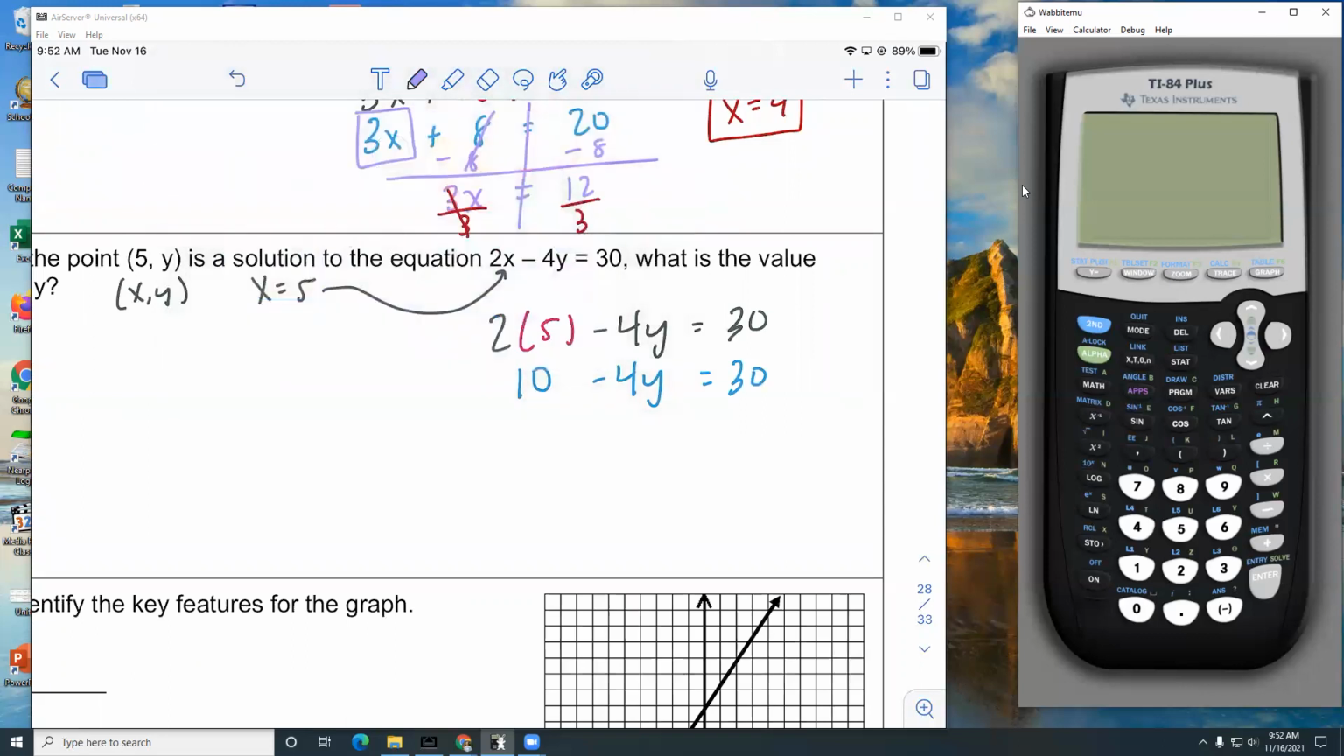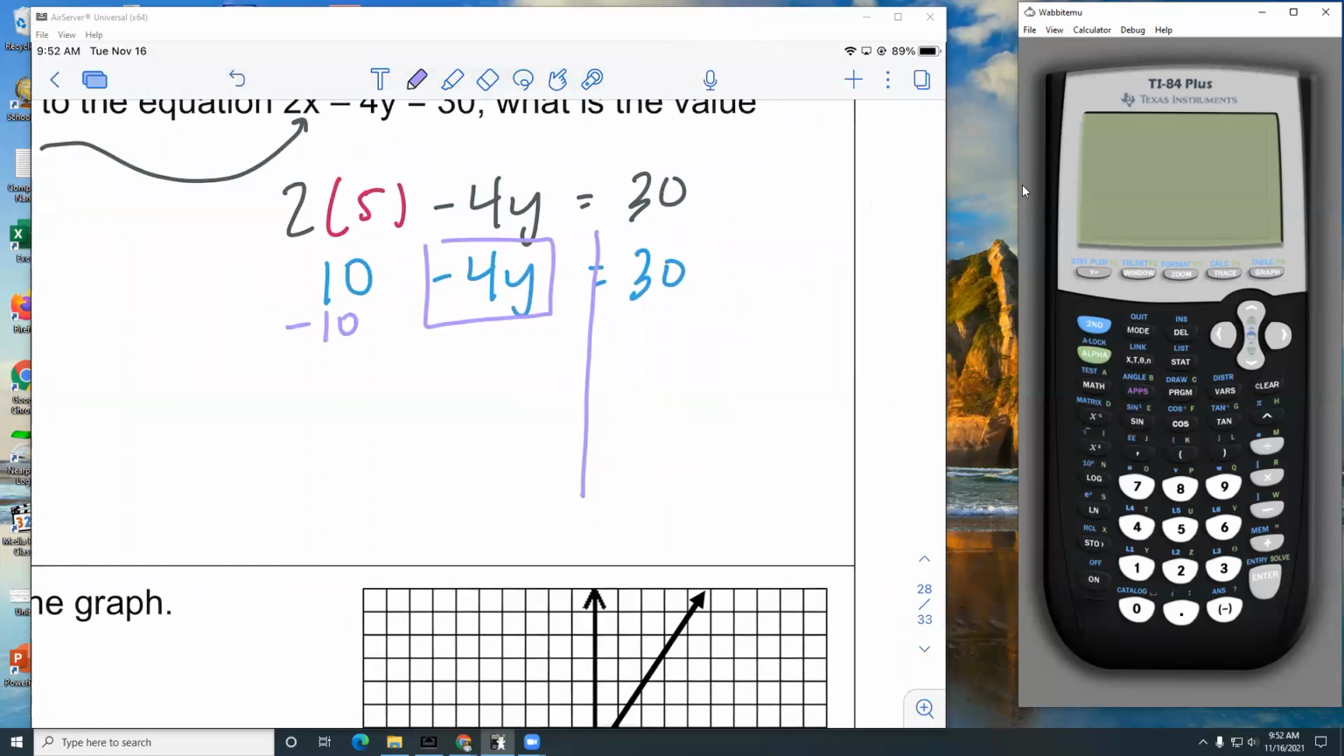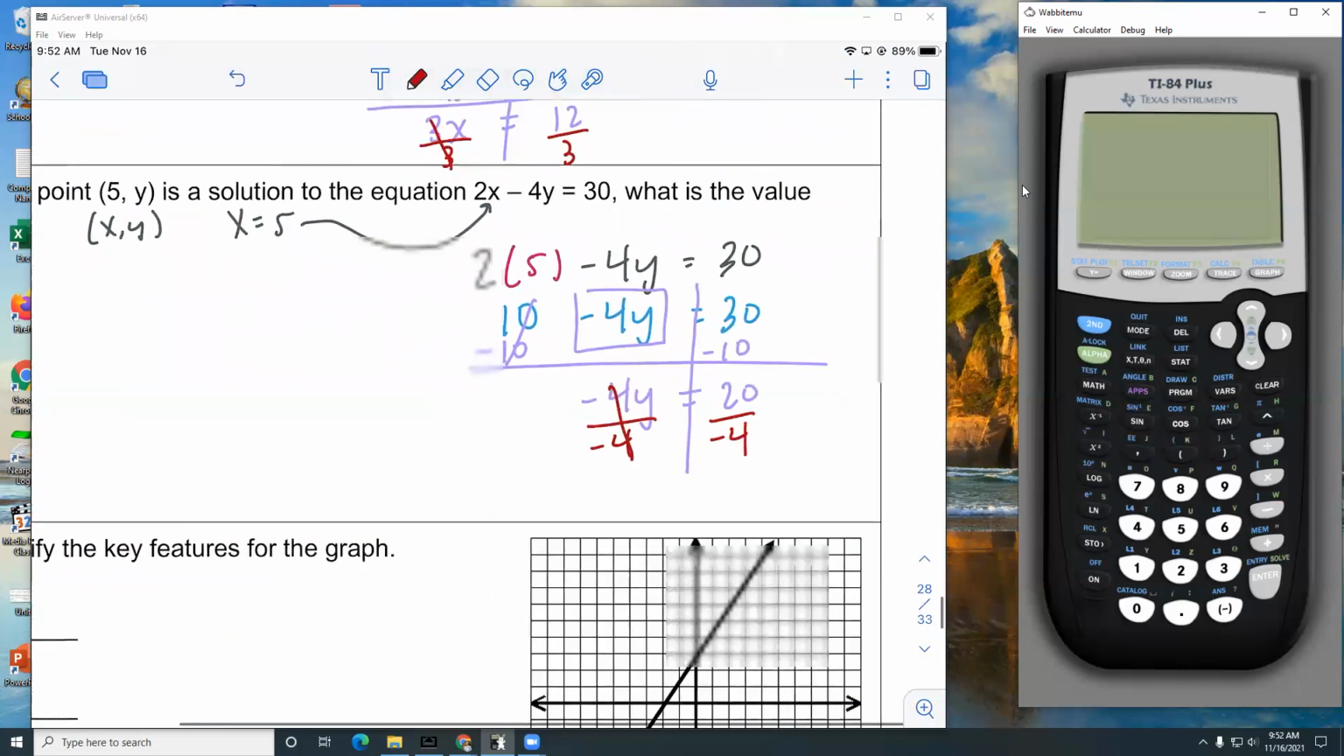I'm trying to solve for my minus 4y. So let's get rid of that 10. I see a positive 10, so I'm going to subtract 10 from both sides. So that's negative 4y equals 30 minus 10, which is 20. And then to get that y by itself, let's divide both sides by negative 4. And 20 divided by negative 4 should give you y equals negative 5.